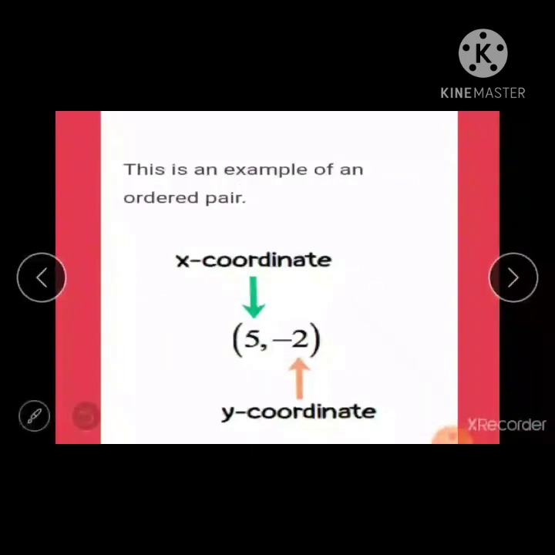This is an example of an ordered pair. This is the x coordinate and -2 is y.